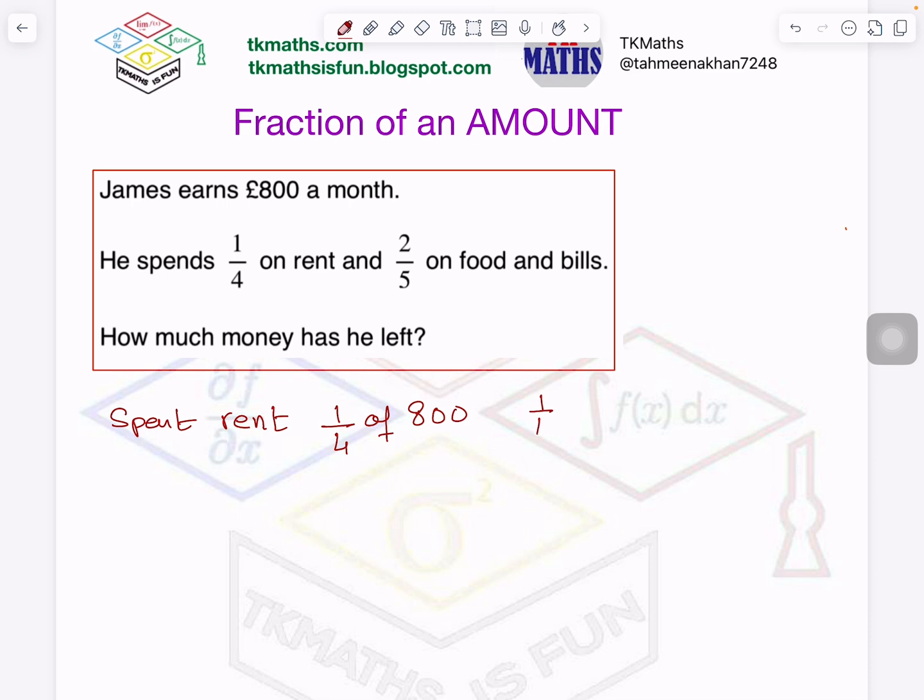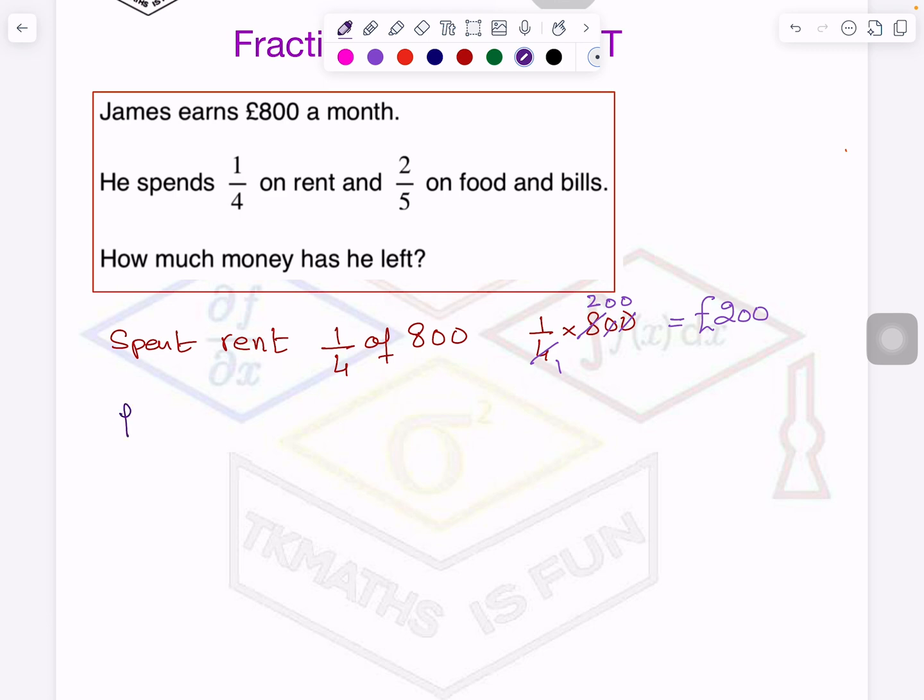It will be 1/4 times 800 and I can cancel it. 4 times 1 is 4. 4 times 2 is 8. 4 times 0 is 0 and 0. So it is £200 he spent on rent. Now let's see 2/5 on food and bills. Always write a heading so that you also know what you have done. So it is 2/5 of 800, right? Because they are talking about his earning.